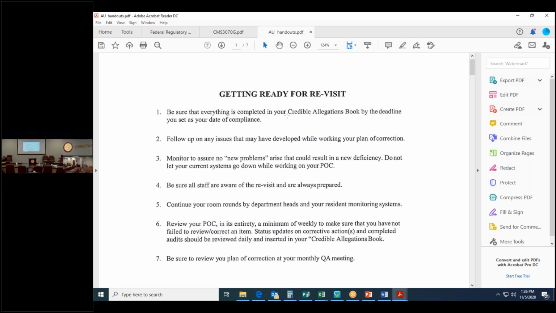Bottom line, you're going to use your best judgment regarding health and safety. If it's a health and safety issue, you will have to intervene.